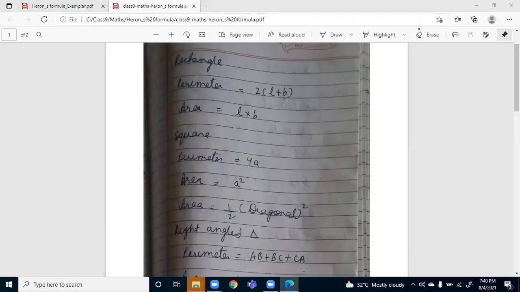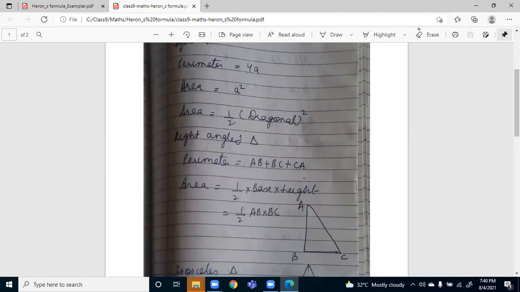Perimeter of a rectangle is given by the formula 2 into (length plus breadth). Area of a rectangle is length into breadth. Perimeter of a square is 4 into a, and its area is a into a. If you have to calculate the area of a square in terms of its diagonal, it is half into diagonal squared. And if the triangle is a right angle triangle, then its area is half base into height.